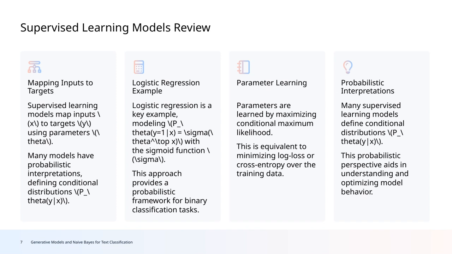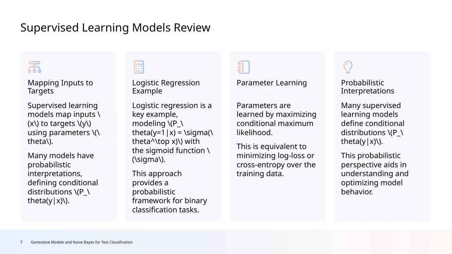When it comes to learning the parameters of these models, we typically do so by maximizing what's called the conditional maximum likelihood. Essentially, we're trying to find the parameter values that make our observed data most probable. This approach is mathematically equivalent to minimizing something known as log loss or cross-entropy over the training data.